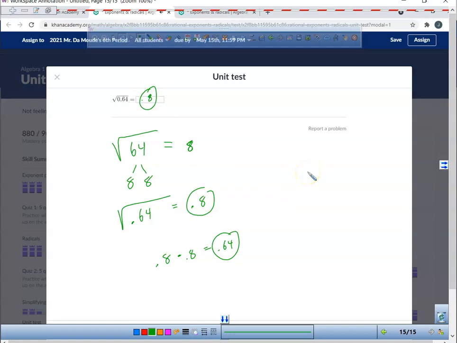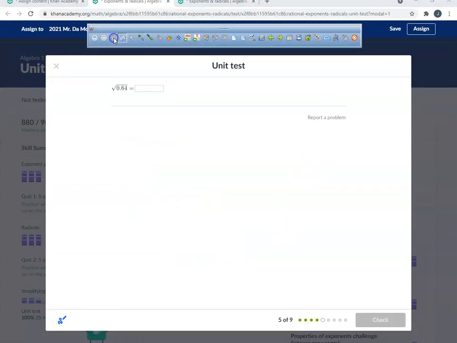I have a student chasing me right now. Hold on. I got to help this student. Let me type in 0.8 real quick, 8 tenths, 0.8, because I want to get it right before I help the student. Okay, hold on.